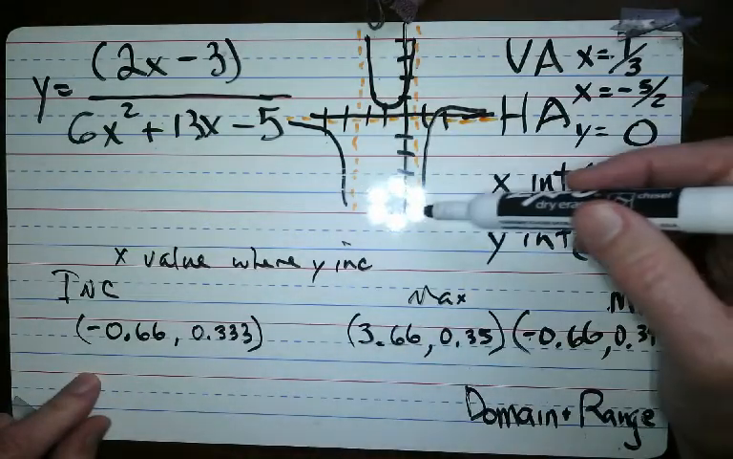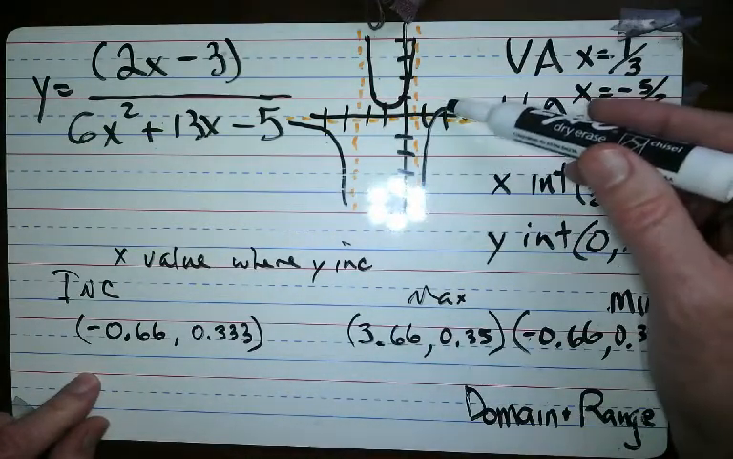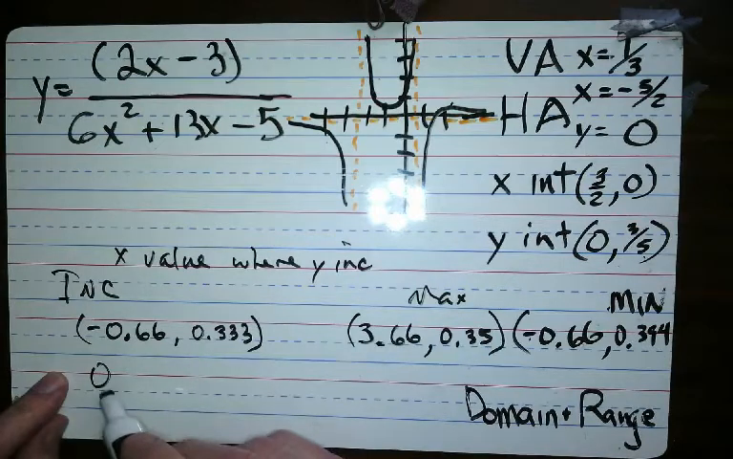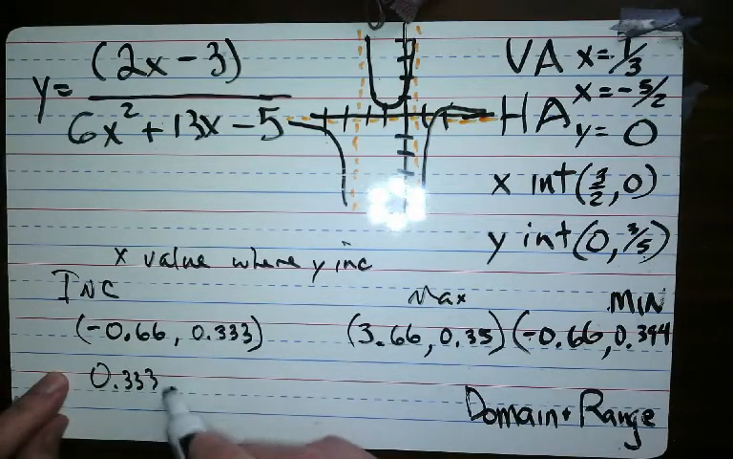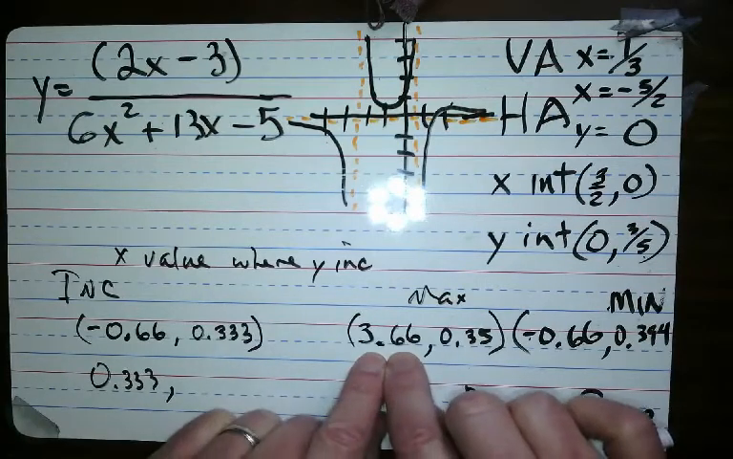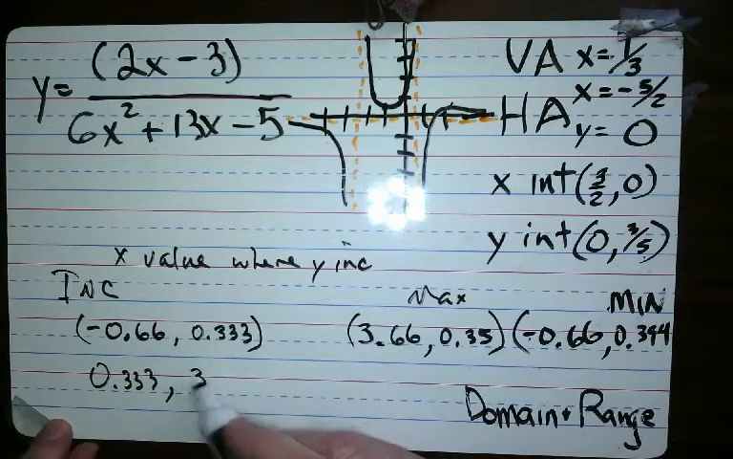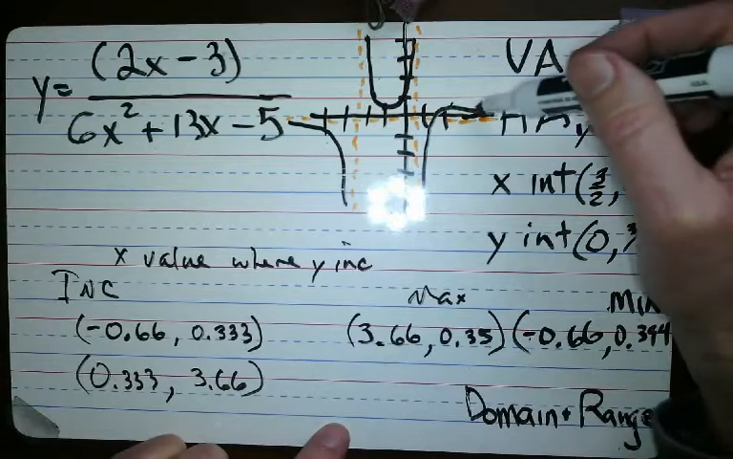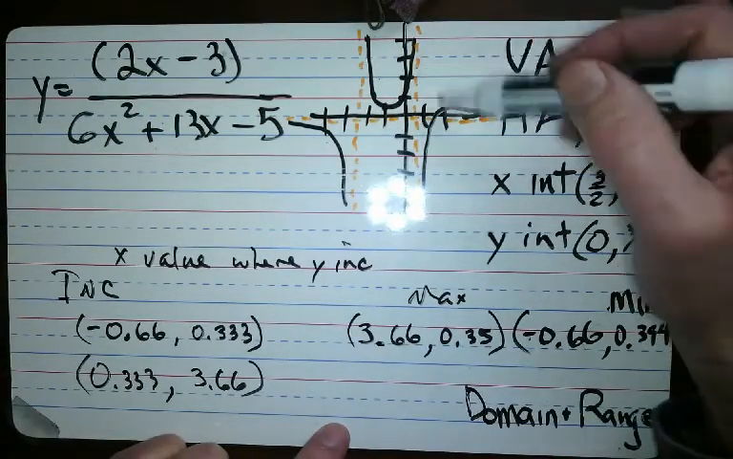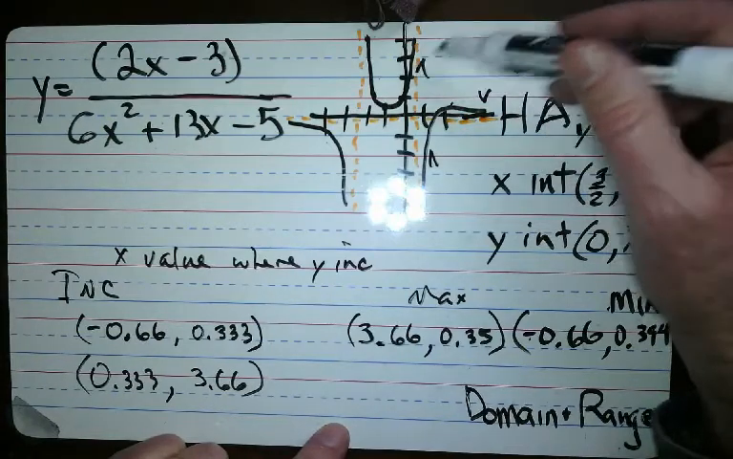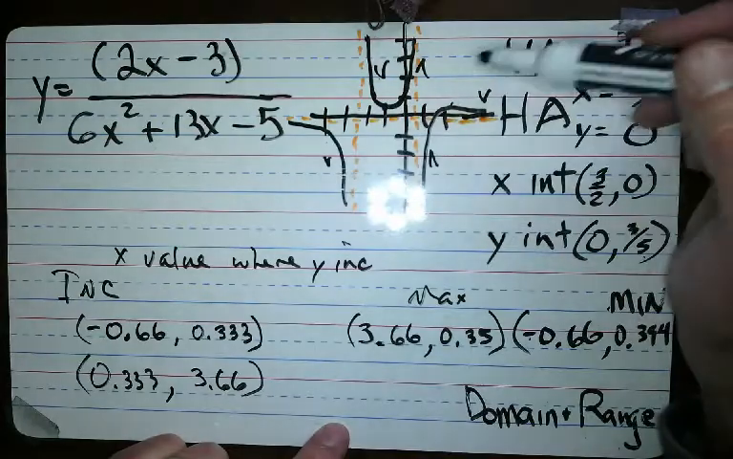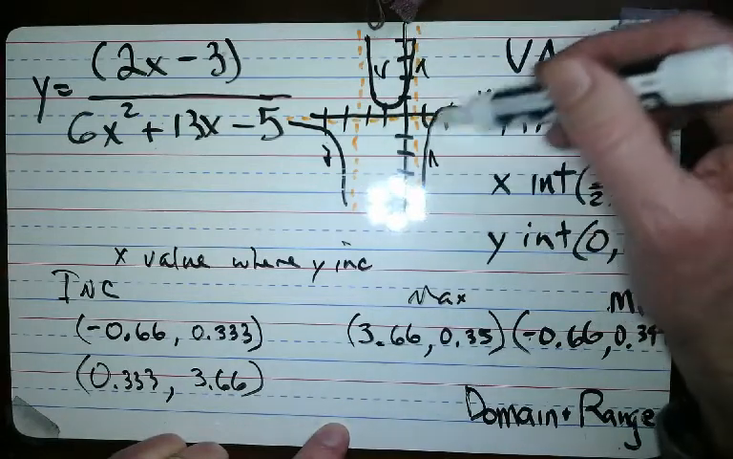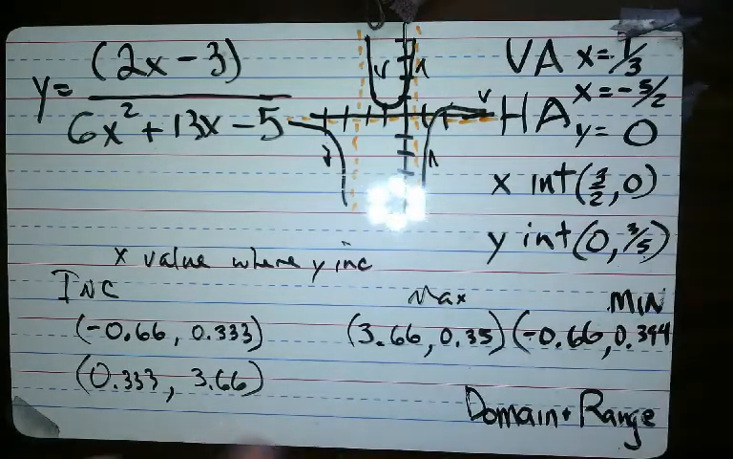What about the other side? This one's going up, up, up until it reaches the maximum. Where's the maximum? Well, it starts on the other side of 1/3, and then it goes up until it reaches 3.66. And after that, it goes down again. So it's decreasing over here. It's increasing right here, increasing right here, decreasing right there, and decreasing right there. So it's going downhill, downhill, up, up, down. That's the deal. That's the ticket, right?